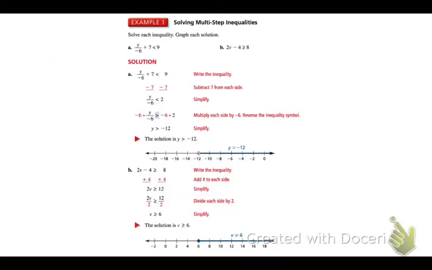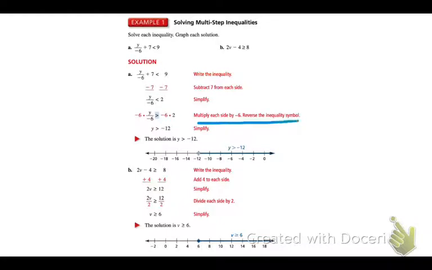In example 1 from the textbook, we solve each inequality and then graph each inequality. You can see that in A, it's a two-step inequality. First, y is being divided by -6 and added by 7. All of that is less than 9. So to begin solving, we subtract 7 from both sides. We finish that up by multiplying both sides by -6 and then not forgetting to reverse the symbol.